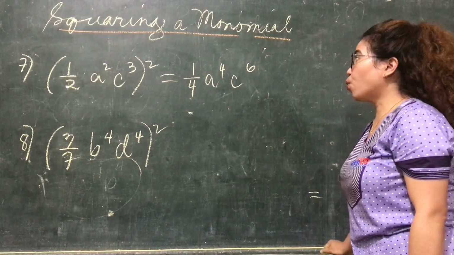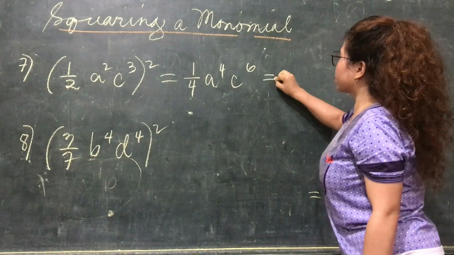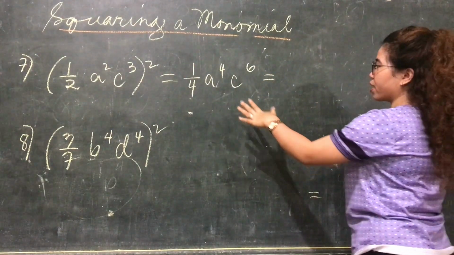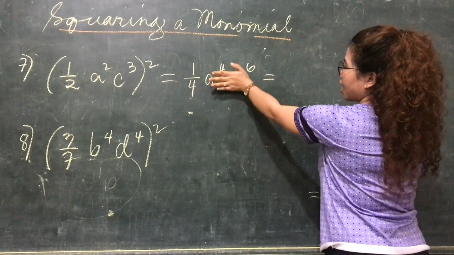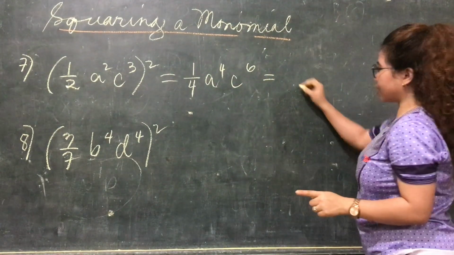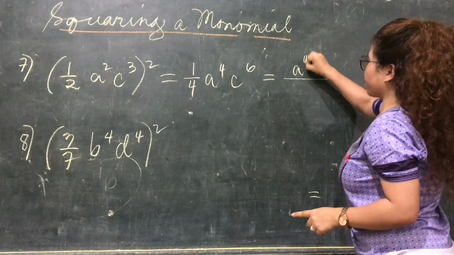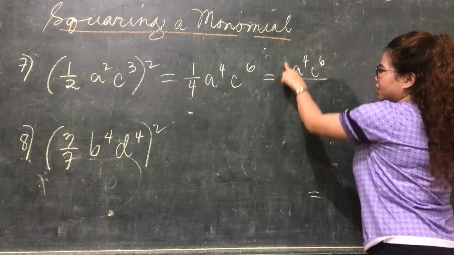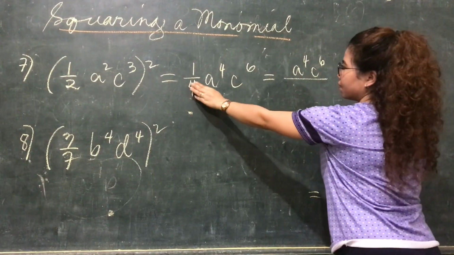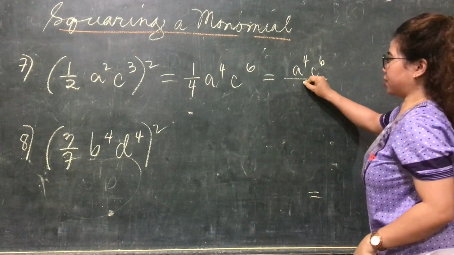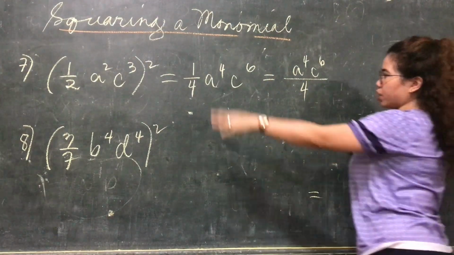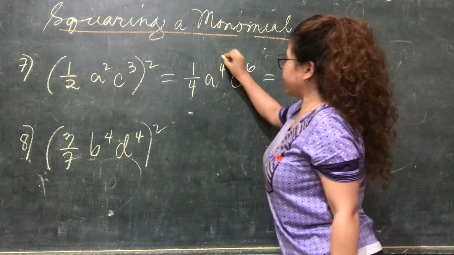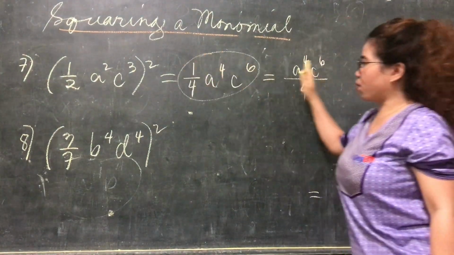Or, kung ganahan ka, pwede rin usbon ang answer. Ang kaning a to the 4th, c to the 6th, pwede isa ka a to the 4th, c to the 6th sa baba. So, it could be kanimong answer, it could be nga ani nga dagway.